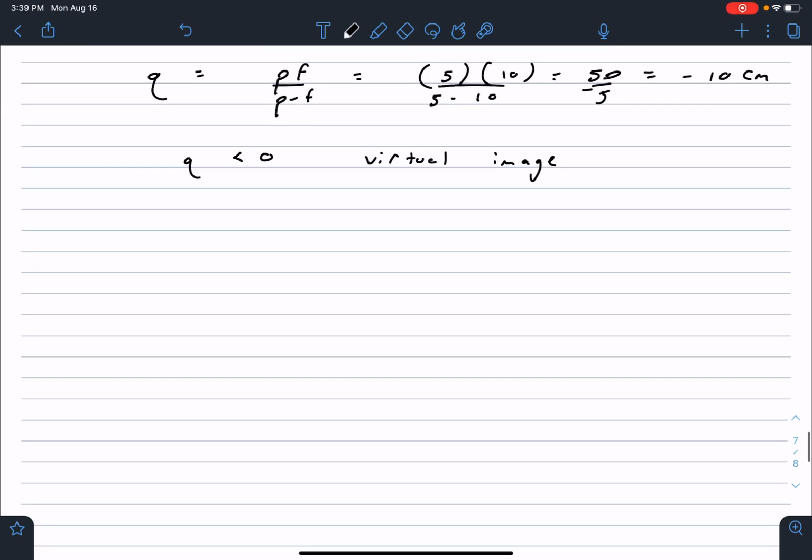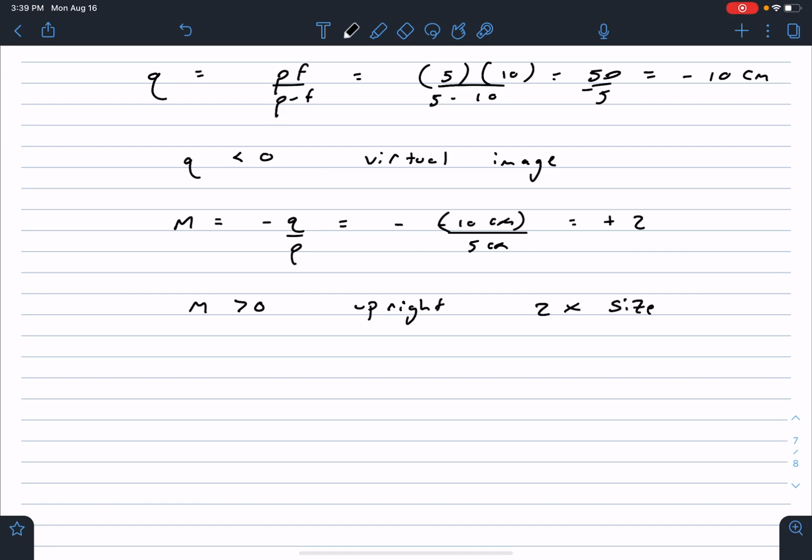And magnification. Negative of negative 10 centimeters over P, which was 5 centimeters. Units cancel. 10 over 5 is equal to 2. That's a positive 2. So since M is greater than 0, that means we have an upright image. That's 2 times the size because its value is 2.